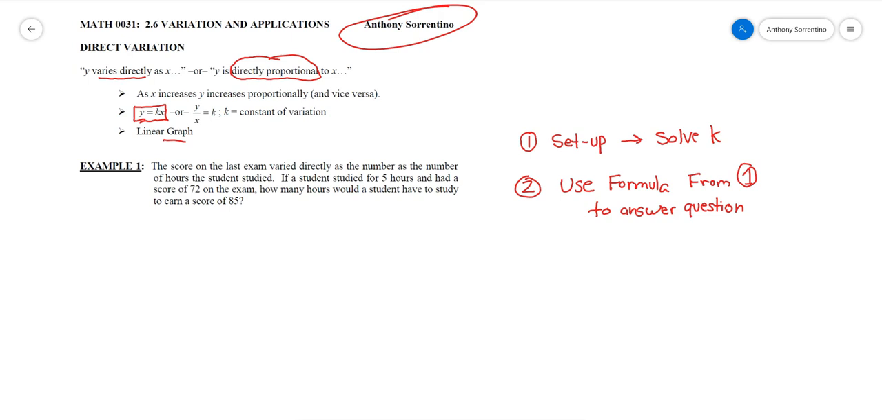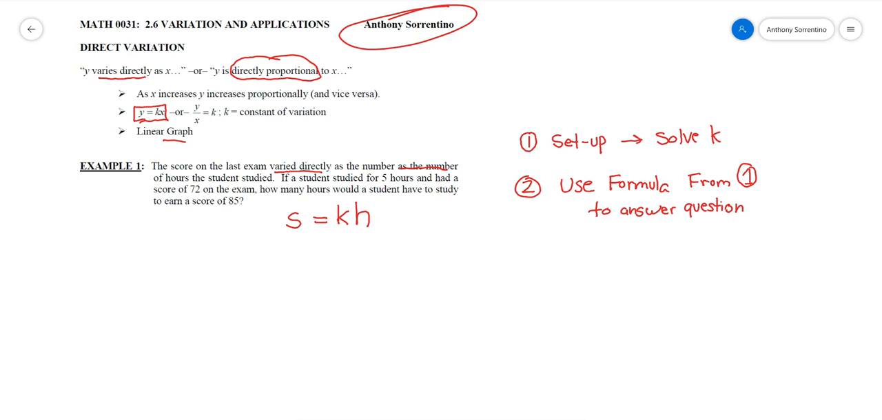So for instance, in example 1, the score on the last exam varied directly as the number of hours the student studied. So I'm going to say score varies directly with number of hours. That's a very general formula. For this formula to be of any use to me, I have to figure out what k is.